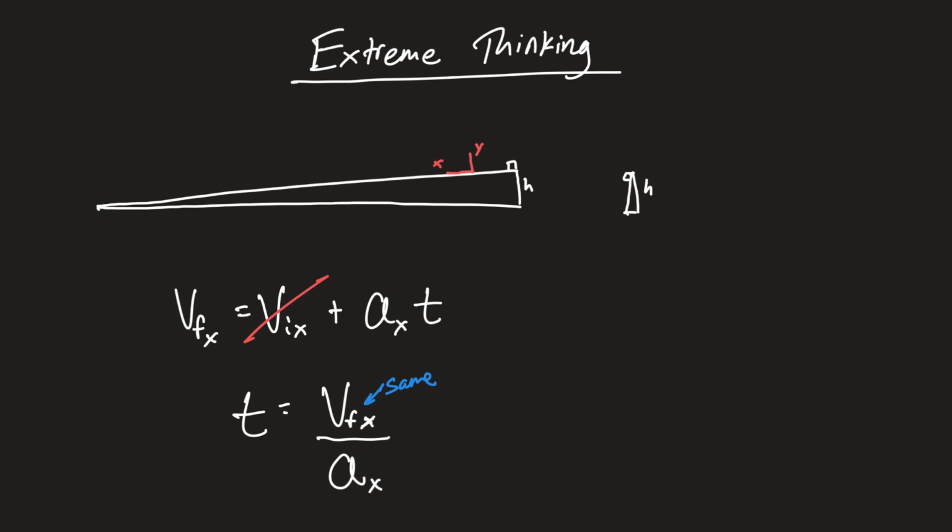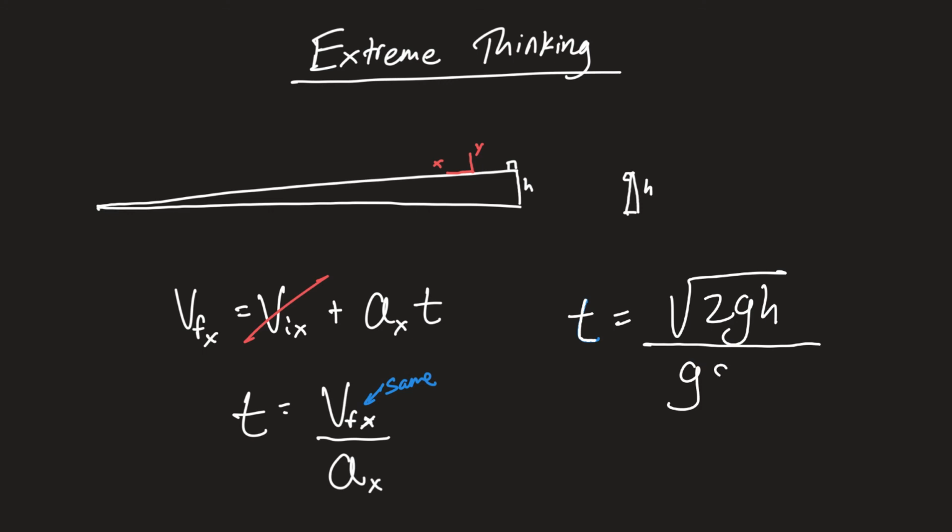Now, to continue and to get everything out in the end here, we can plug in our previous result, 2gh, and then divide by g sine theta.